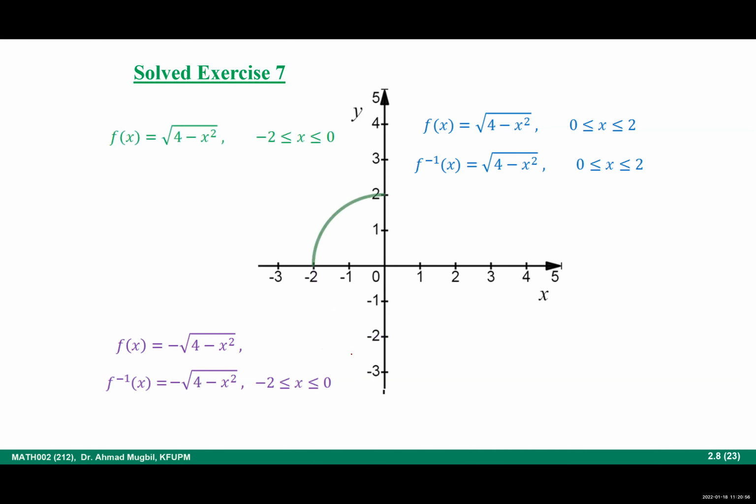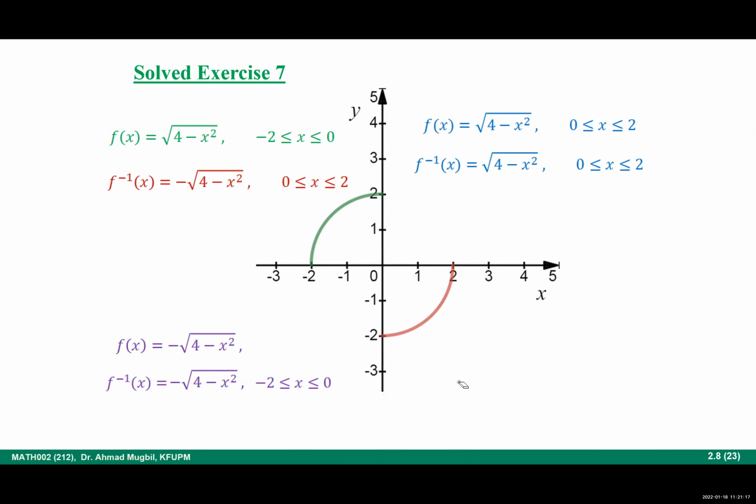Now, if you are in the second quadrant, so here we have the positive, upper part, but x between -2 and 0, the range is from 0 to 2. The inverse will be where? This is the line y equals x. The inverse of this function will be here. What is it? X between 0 and 2, and the range is from -2 to 0.